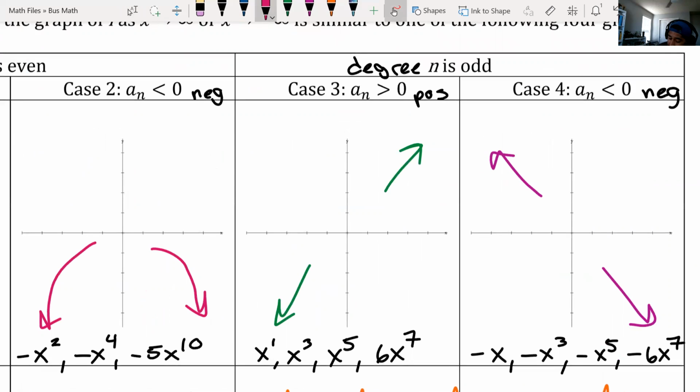So what those questions are saying is that as x goes to negative infinity, where are my y values going? So as x goes to negative infinity, my y values are also going to negative infinity. And then as x goes to positive infinity, my y values are also going to positive infinity. So that's what case 3 is about.